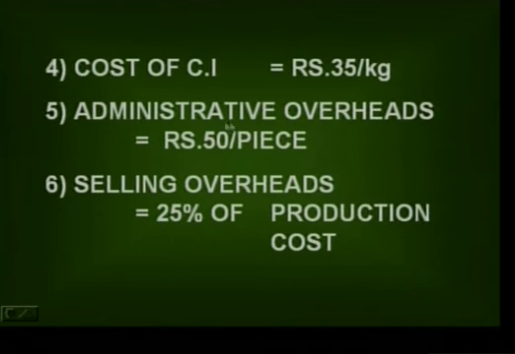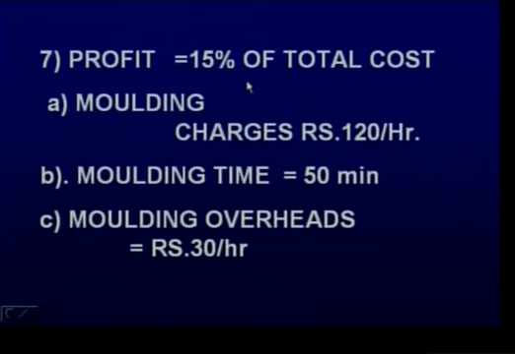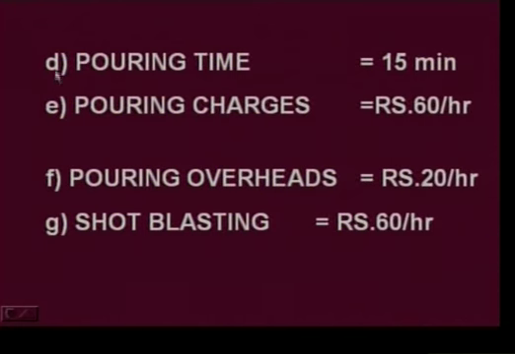scrap return value is 15 rupees per kg, cost of cast iron is 35 rupees per kg, administrative overheads are 50 rupees per piece, the selling overheads are 25% of production cost, the profit is 15% of total cost, moulding charges are 120 rupees per hour, moulding time 50 minutes, moulding overheads 30 rupees per hour, pouring time is 15 minutes, pouring charges are 60 rupees per hour, pouring overheads are 20 rupees per hour, the shot blasting is 60 rupees per hour.